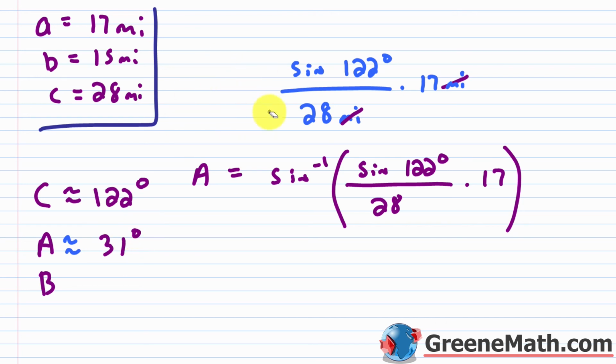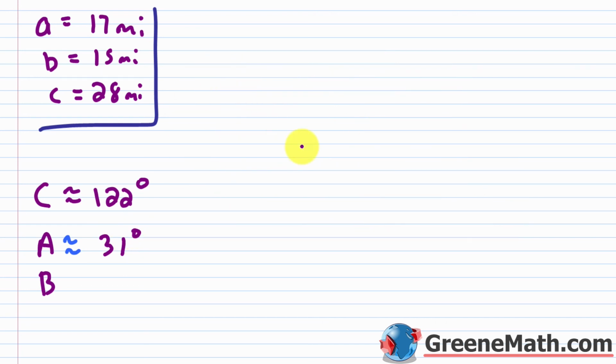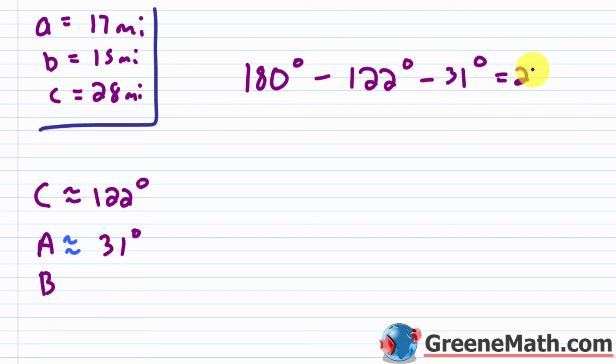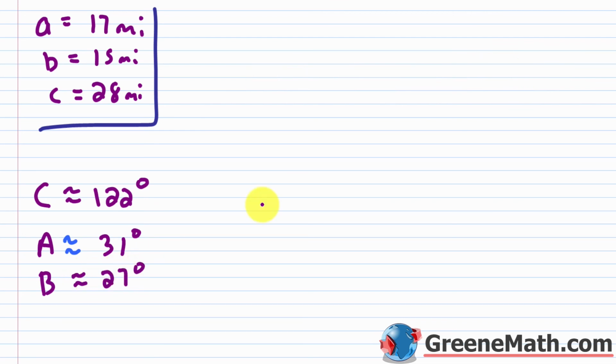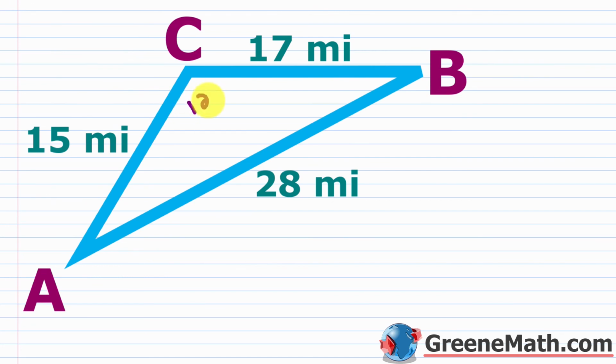And then once you have those two, again, you could just use the angle sum property of a triangle. So again, 180 degrees is the sum of all the angles. Then minus, you've got this one as 122 degrees. Then minus, you got this one as 31 degrees. You can just say this is 27 degrees, okay? So this is about 27 degrees. So let's go back up, and I'll say C is 122 degrees. Again, this is an approximation. A is about 31 degrees, and B is about 27 degrees.